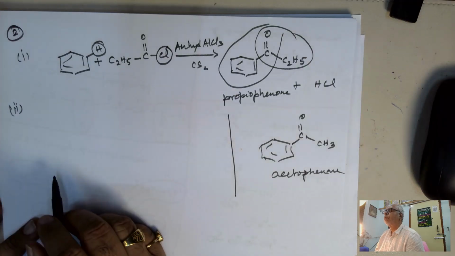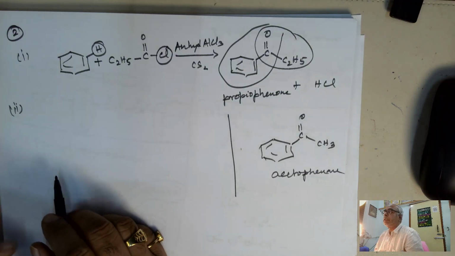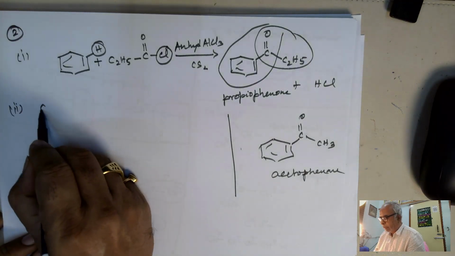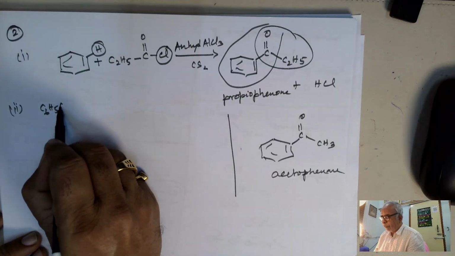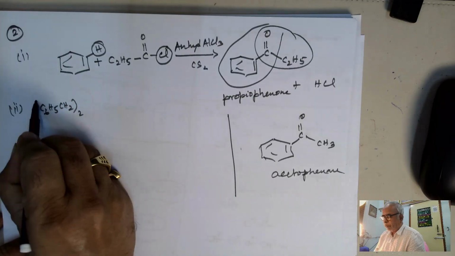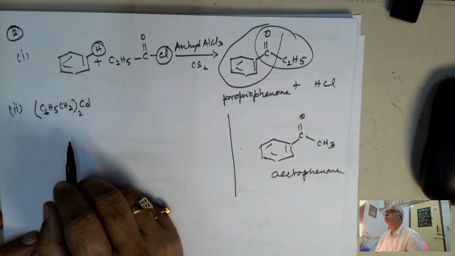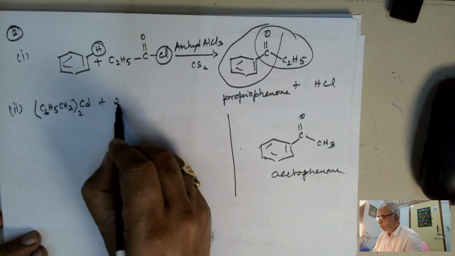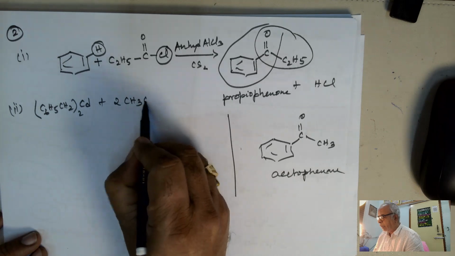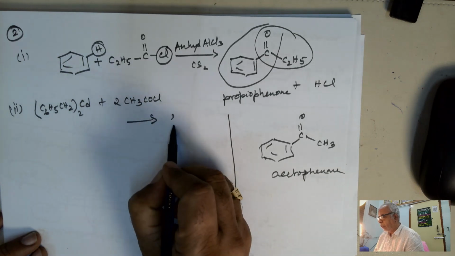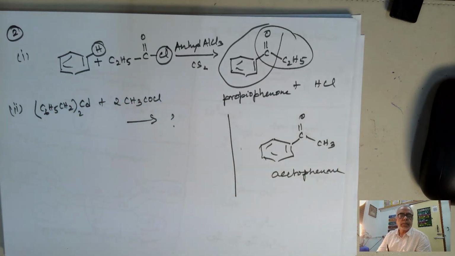Then, the second one: (C6H5CH2)2Cd, cadmium, reacts with 2 moles of CH3COCl, giving products.